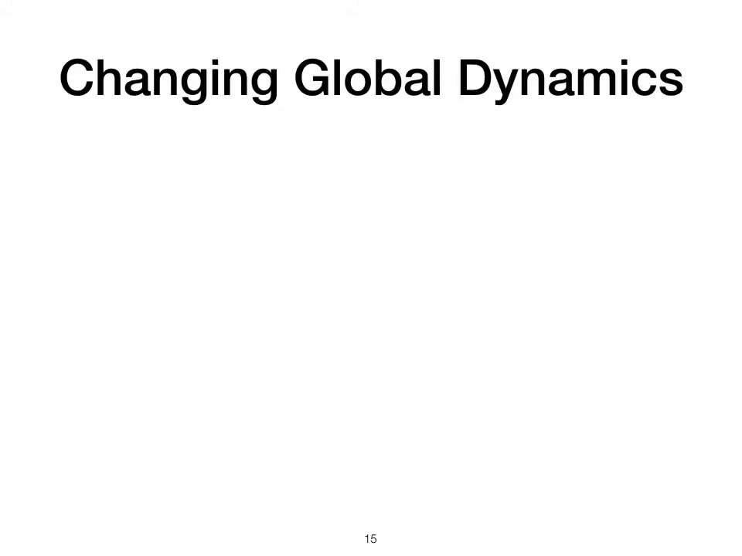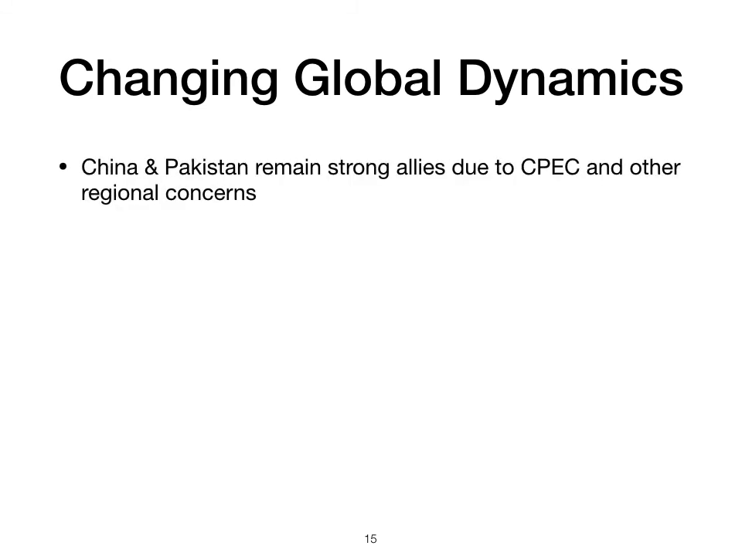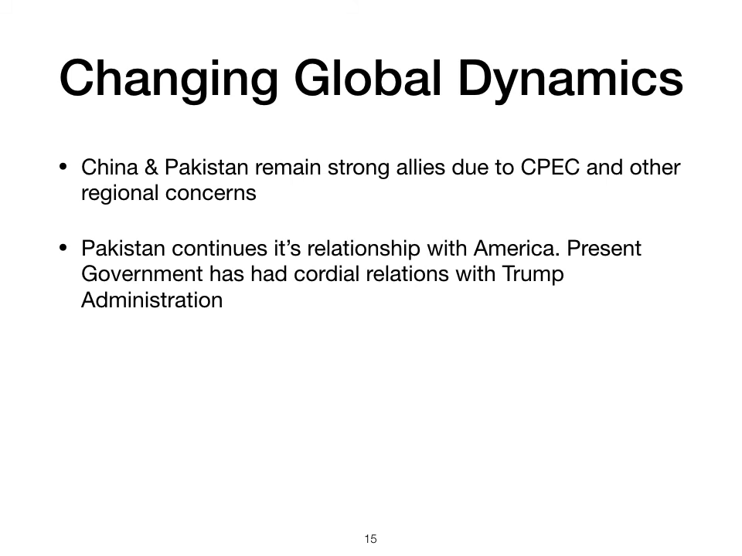Before we end our session, we have to look at the global changing dynamics. Recently China and Pakistan remain strong allies due to CPEC and other regional concerns. How it will affect Pakistan's relationship with other countries is also important, and how Pakistan maintains its relationships with other countries will be seen in this context as well. Similarly, Pakistan continues its relationship with America, and the present government has had a cordial relationship with the Trump administration. That's another key point. We have seen that Imran Khan and Trump have met on several occasions, and it seems that the relationship for the moment is cordial.